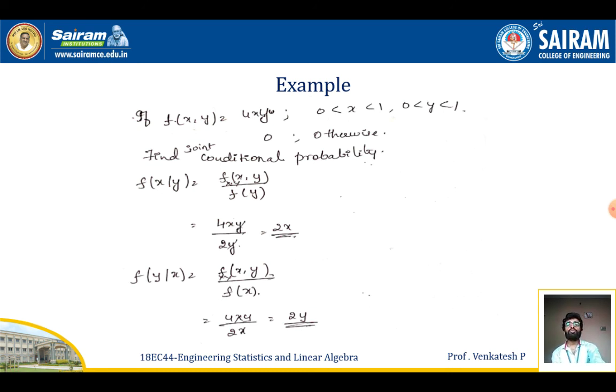Similarly, the value of f of y by x can be estimated from the formula f of x comma y divided by f of x. This f of x can be estimated from f of x comma y by integrating this function with respect to y with the limit 0 to 1. So I will get 2x here, and on cancelling, I will get the value 2y.